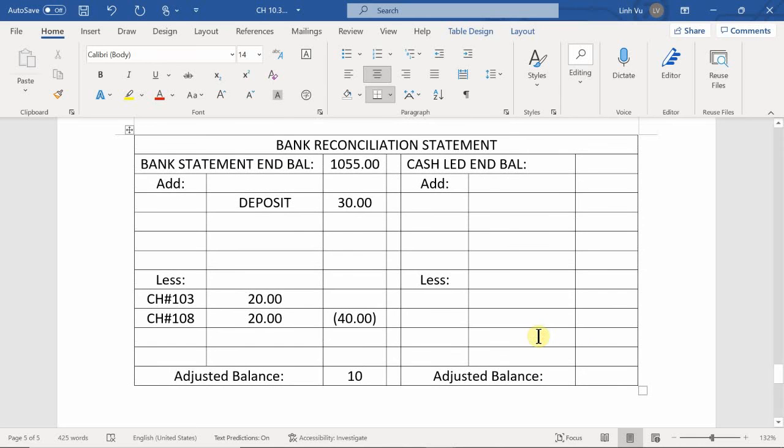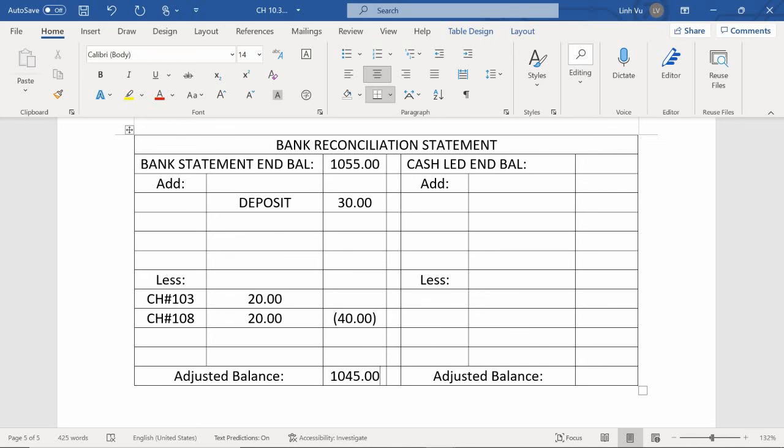Okay, I see what you said. You decided to have 10.55, right? I see what you did. You got $10 from the difference between adding your deposits and your outstanding checks, right? The difference here is $10. Now, are you going to add or subtract $10? Subtract. So $10.55 minus $10 is going to give you $10.45.